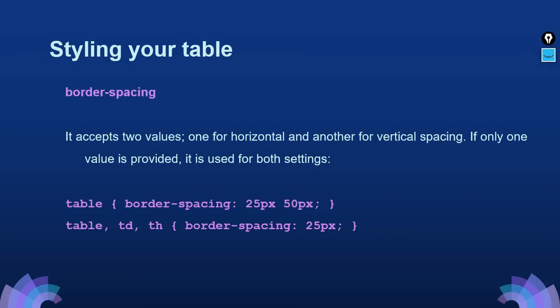It can accept 2 values, one for horizontal and another for vertical spacing. If only one value is provided, then it is used for both settings. So here is an example of how you can use border spacing.